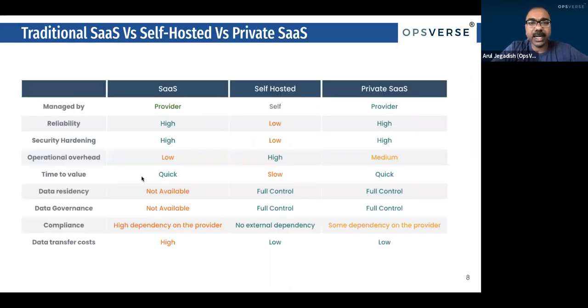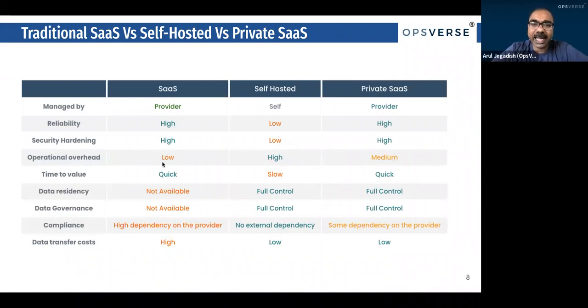A quick comparison between these three models. If you look at who manages the infrastructure, with SaaS and private SaaS it's the provider, and with self-hosted, it's the customer, it's you. With respect to reliability, with SaaS and private SaaS, you tend to get high reliability because you have a specialized provider running and managing this infrastructure. With self-hosted, it's usually low. The reliability takes a hit. Security hardening, again, with SaaS and private SaaS, it tends to be better. Self-hosted, it's usually low.